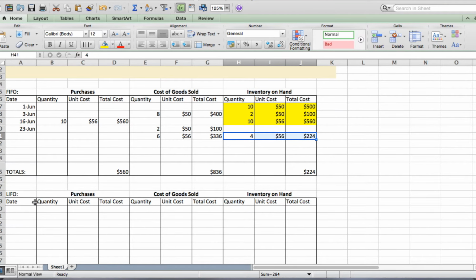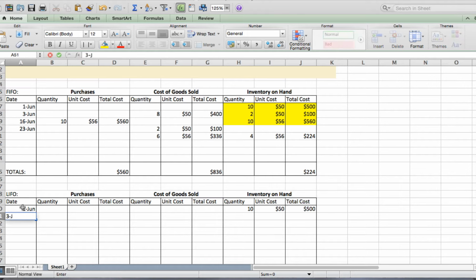And like we said, the first part of these other 2 methods is going to look exactly the same. So for my beginning inventory, it's going to look exactly the same. I'm going to start with 10 at $50 each for $500. My June 3rd transaction is going to look exactly the same, where I sell 8 for $50 each, total of $400. And that's still going to leave me with 2 at $50 for $100.